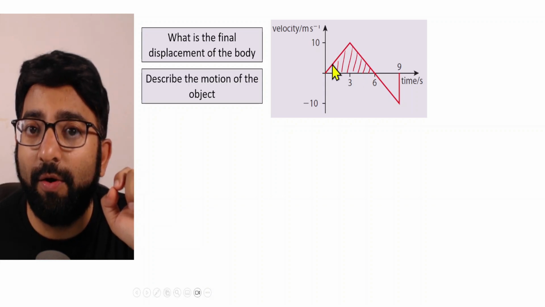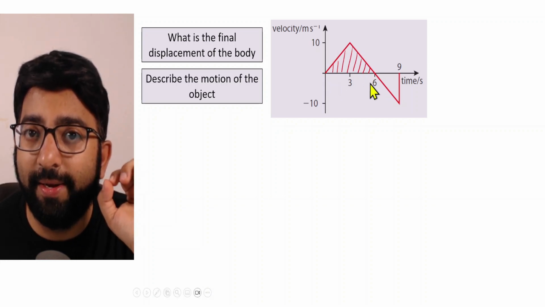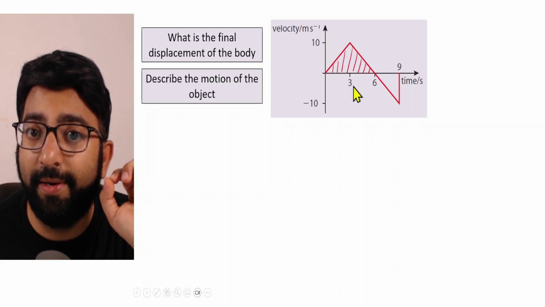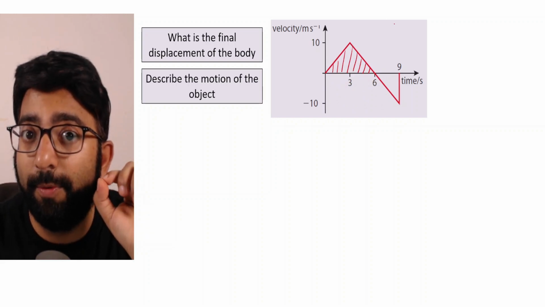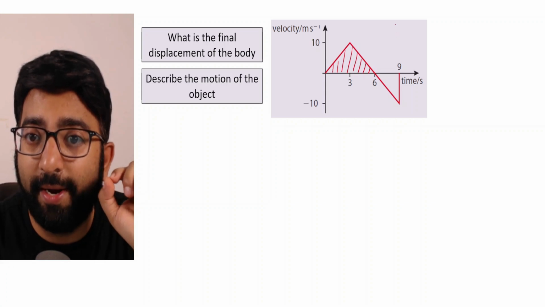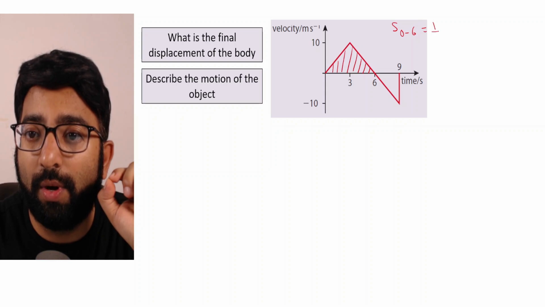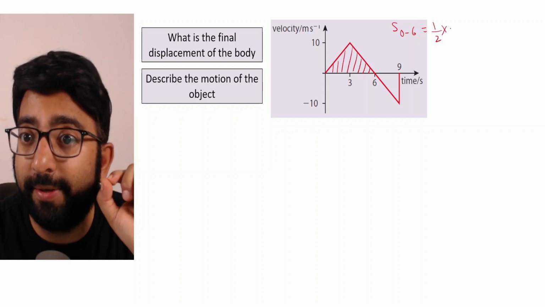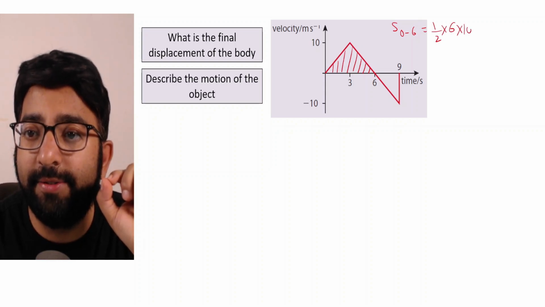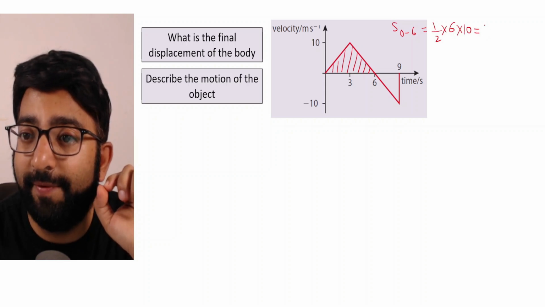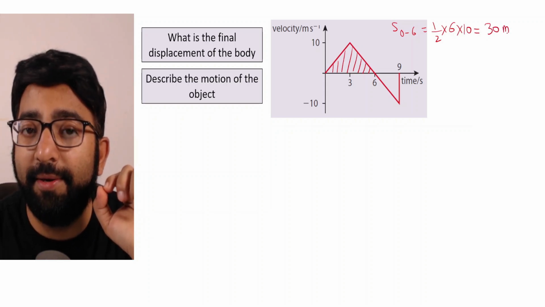Let's try to find the area of this triangle. Base of this triangle is 6 units and the height of this triangle is 10. Area of the triangle, you remember, is half base into height. So let us write total displacement from 0 to 6 seconds will be equal to half multiplied by base. Base of the triangle is 6, height is 10. And if we simplify this, we will get 30 meters.